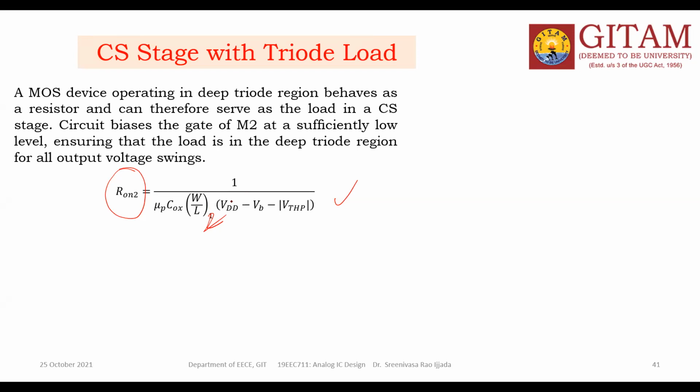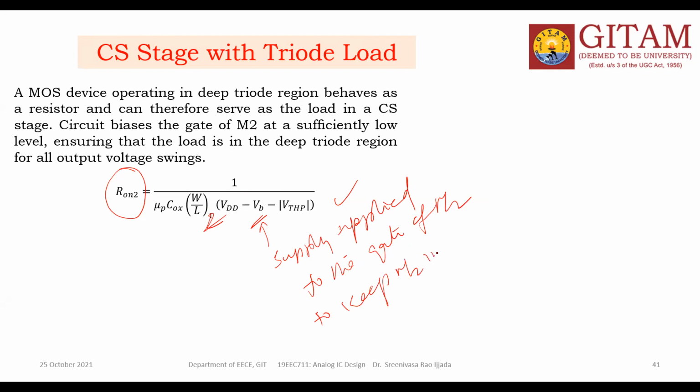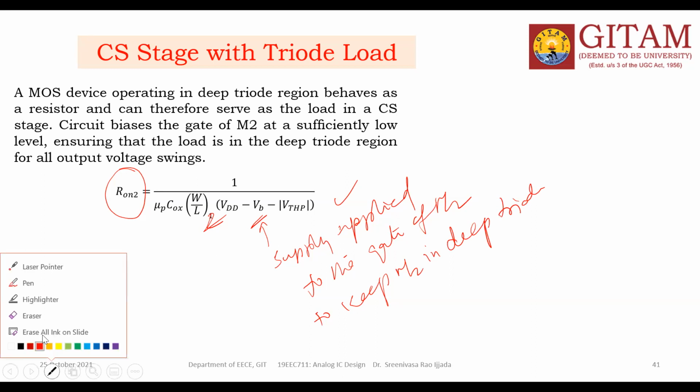In VDD minus VB, this VB is the voltage applied to the gate of M2, to keep M2 in the deep triode region. Whenever the M2 load device is working in the deep triode region, the resistance offered by that device is equal to this formula. This formula we already derived in the first module.